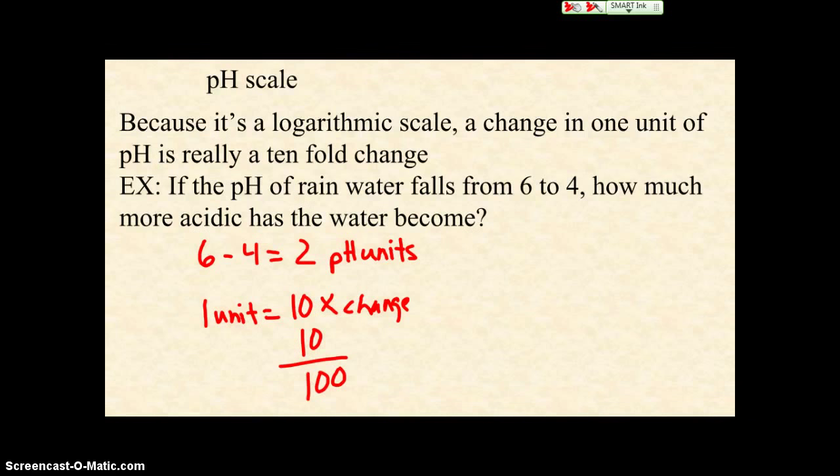And you could prove this to yourself by changing your pH back into the concentration. You would have 1 times 10 to the minus 6th, increasing to 1 times 10 to the minus 4th. And if you take the stronger one, 1 times 10 to the minus 4th, and divide by 1 times 10 to the minus 6th, you're also going to see it's a 100 times change in concentration, or a pH of 6 is 100 times weaker than a pH of 4.